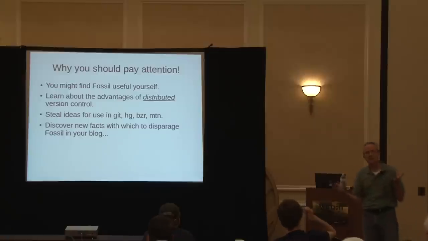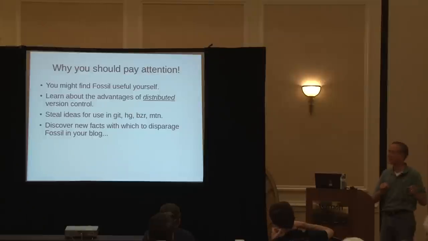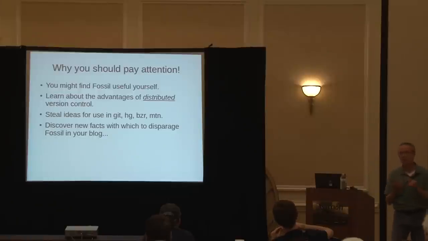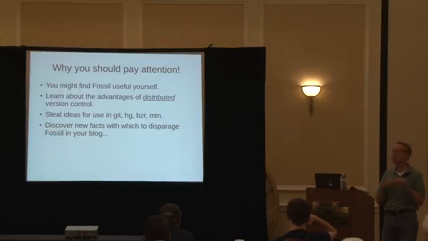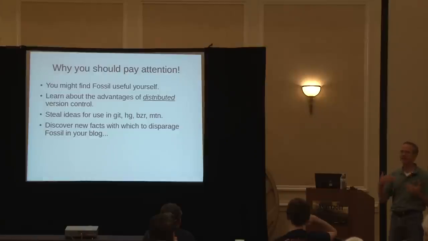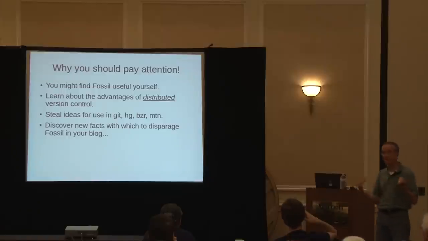I'm also going to talk about some of the advantages of distributed version control versus the older concurrent version control that you might be familiar with. If you're a developer for Git or Mercurial or Bazaar or Monotone, maybe you can steal some of my ideas, because Fossil has some concepts that none of these others have in them. And finally, it's sort of a cottage industry to disparage any distributed version control system which is not Git. Git has a really, really devoted fan club, and anything that's not Git is deemed as bad. So if you want to find some facts by which you can disparage Fossil in your blog, this is a good place to come.